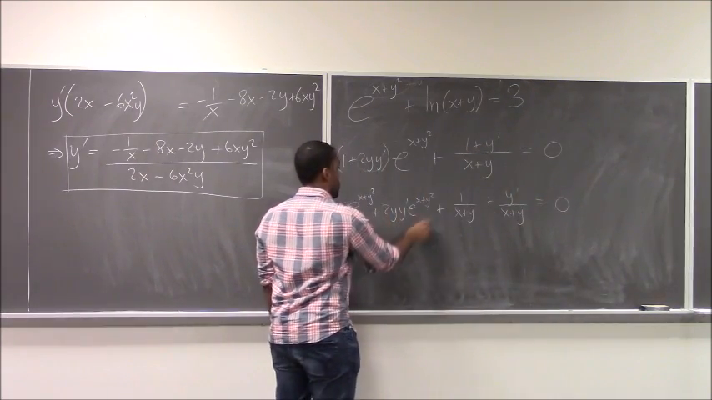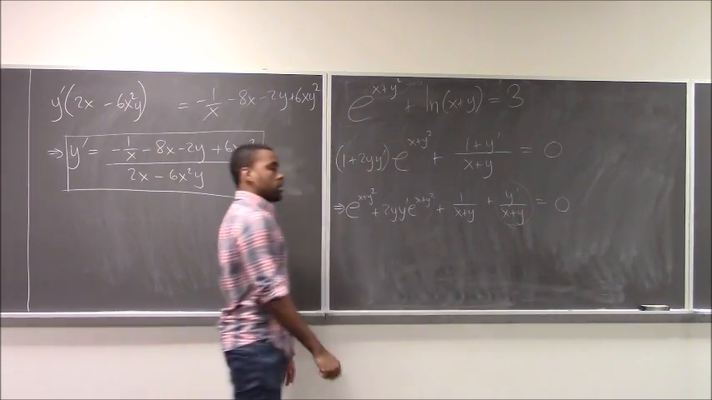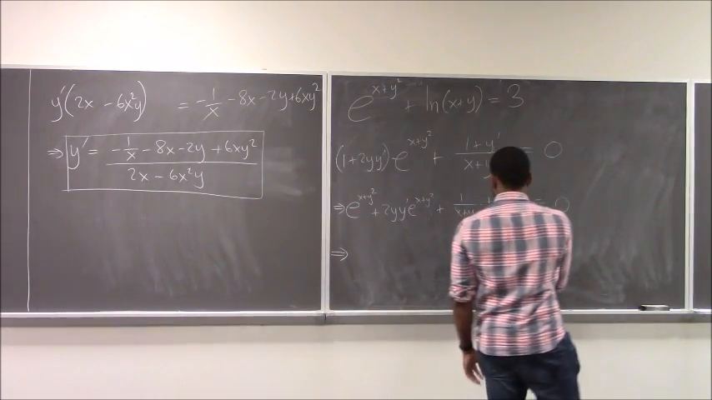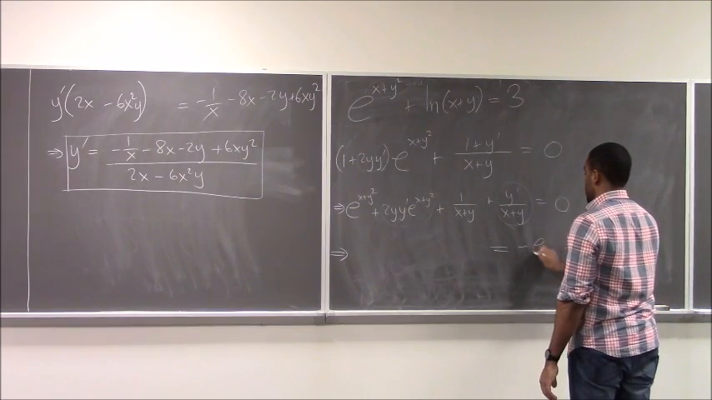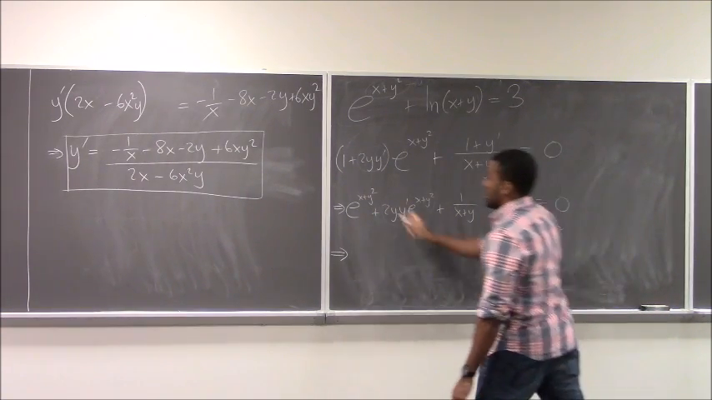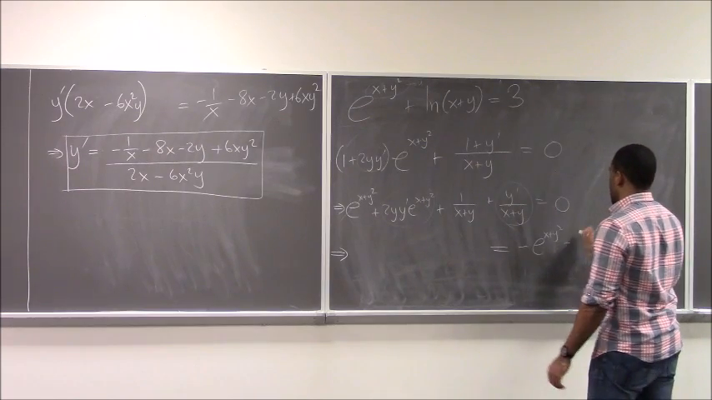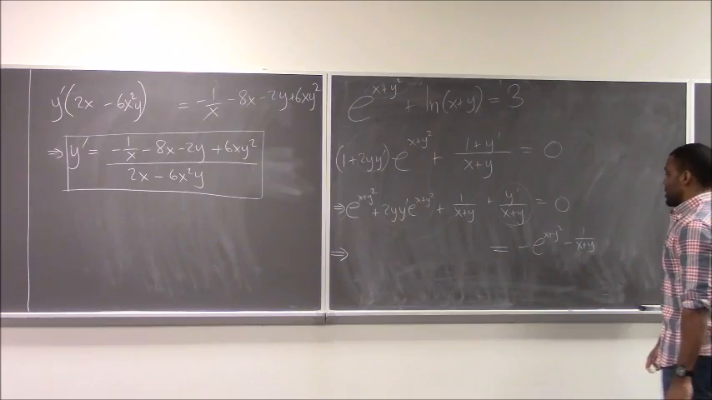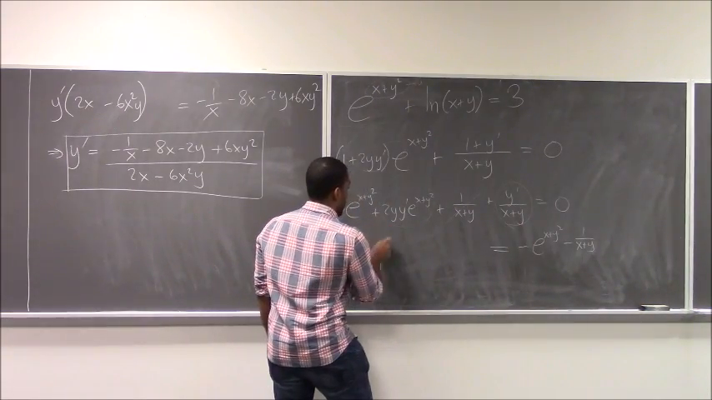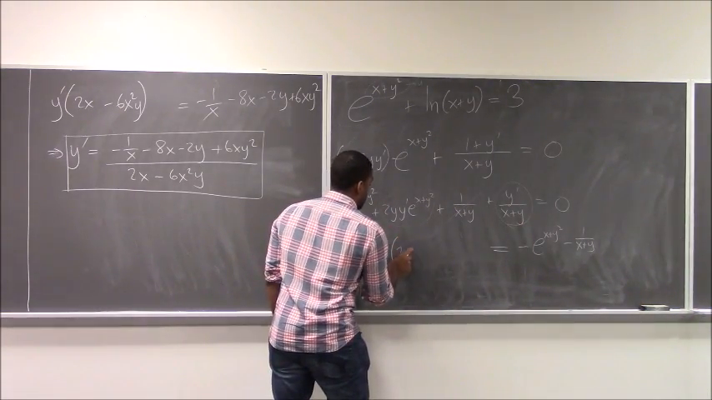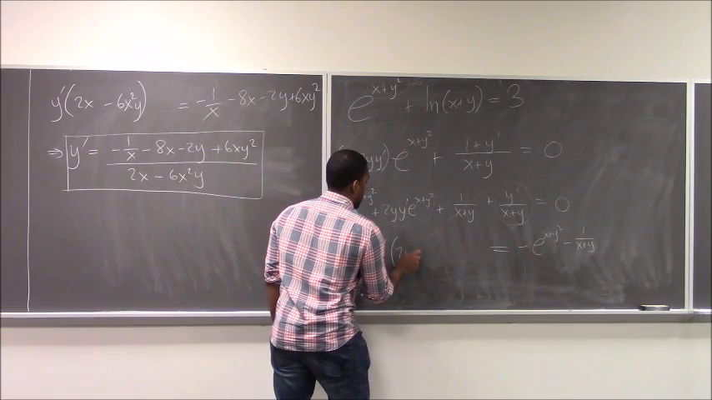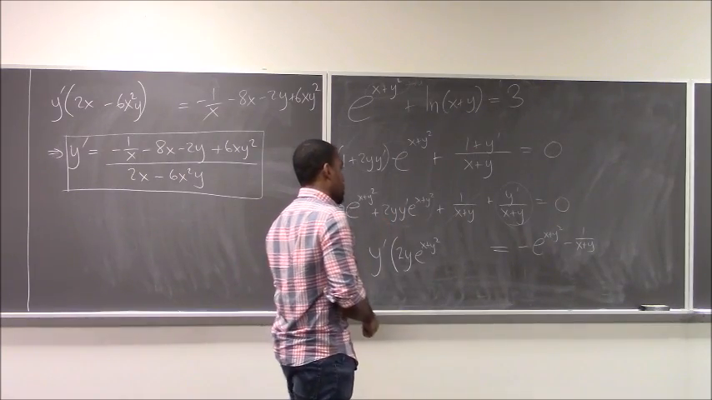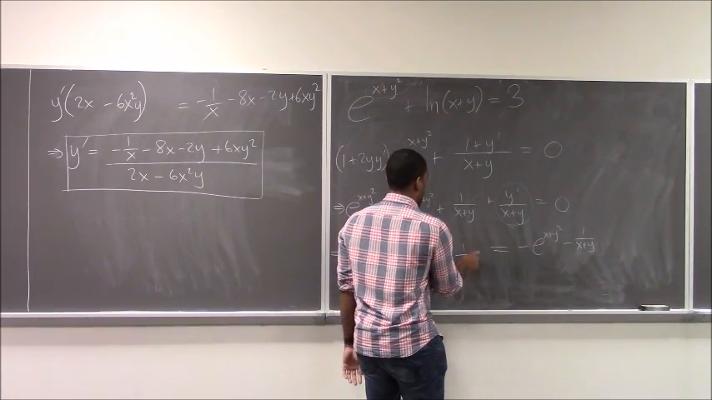So now I have two terms with my y prime in it. Bring everyone else to the other side. So I would have minus e to the x plus y squared, that's rid of this guy, minus 1 over x plus y, that's rid of that guy. On this side, I would have y prime times 2y e to the x plus y squared, get rid of this term, plus 1 over x plus y.